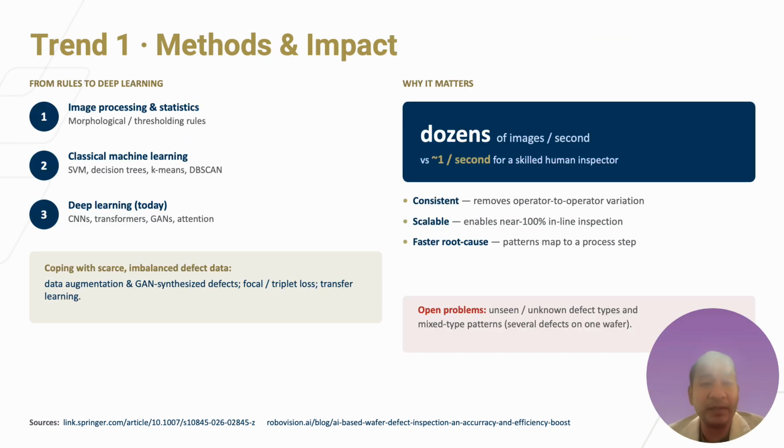How is it solved? The field moved through 3 stages: handwritten image rules, then classical machine learning, and today deep learning, mostly convolutional neural networks, the same kind of model that recognizes objects in photographs. A practical challenge is that defects are rare, so the data is very unbalanced, and teams handle that with tricks like generating synthetic defect examples to train on. The payoff is real. An automated system classifies dozens of images per second, where a skilled person manages about one, and it does it consistently. The honest open problem is catching defect types that the model has never seen before.